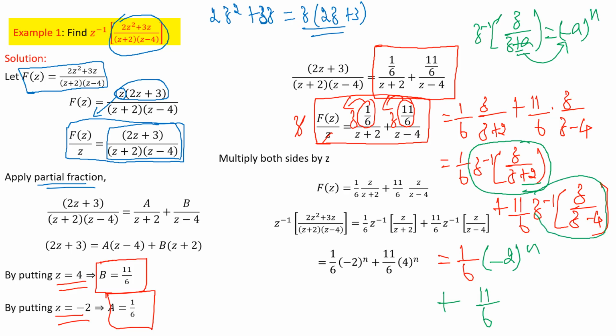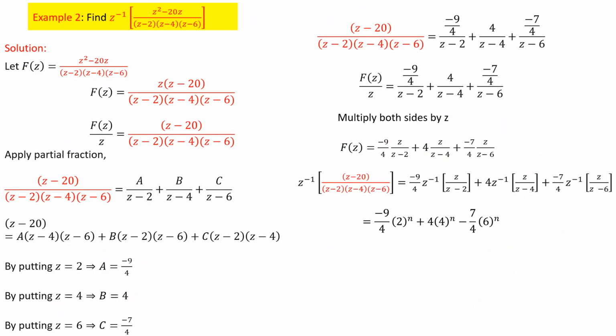Z inverse of z by z minus 4, we have plus 4 power n because we have minus 4 in the denominator. So my final answer is 1 over 6 minus 2 to the power n plus 11 over 6, 4 to the power n. Let us do one more problem.